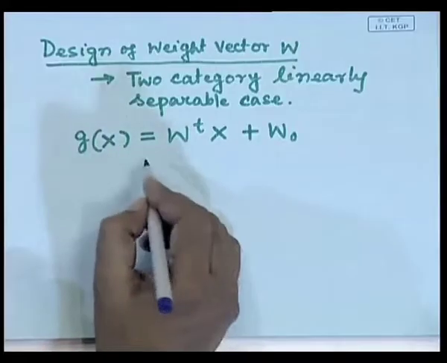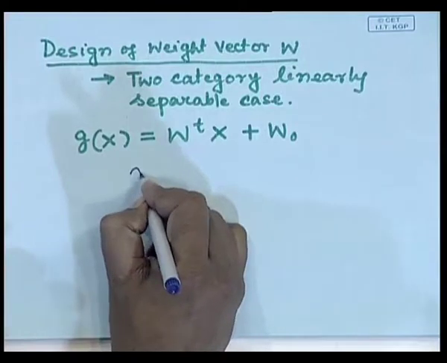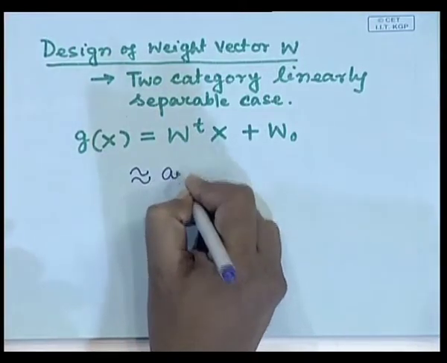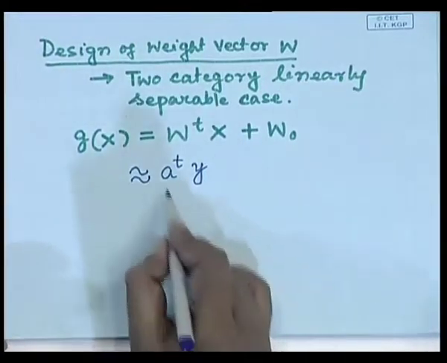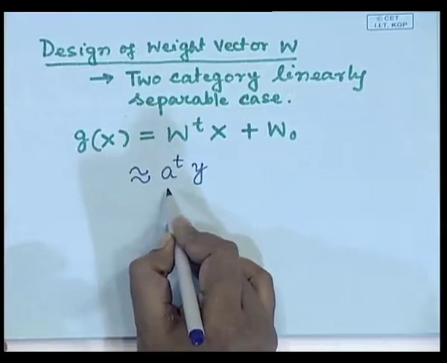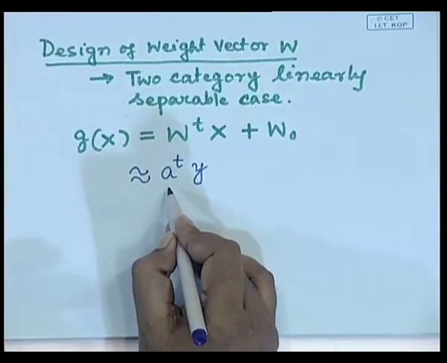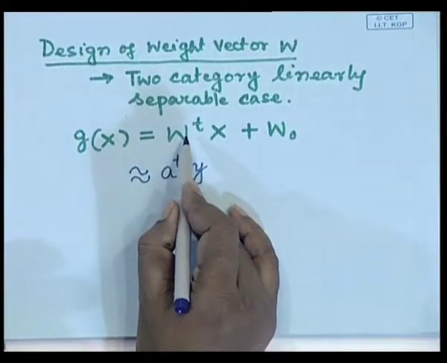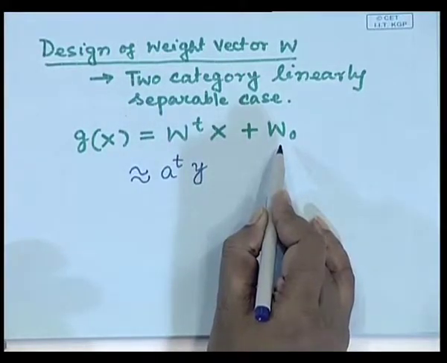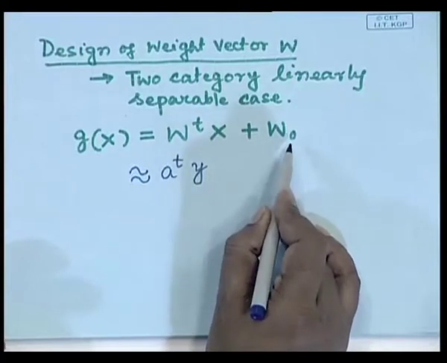I can very easily convert this into homogeneous form if I write this expression in the form a transpose y, okay, where a is my modified weight vector, and this modified weight vector will include all the components of the weight vector w and also the bias weight or the threshold weight w naught.